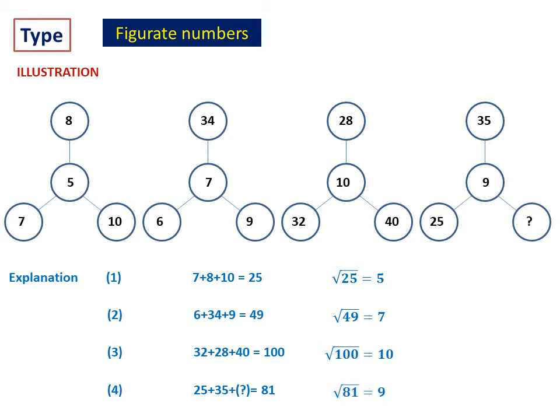So which is very simple. So 81 is 9. So this must be 21. That is, you have to add 21 to make it 81. So the answer is 21. Of course, the options will be given, A, B, C, D.